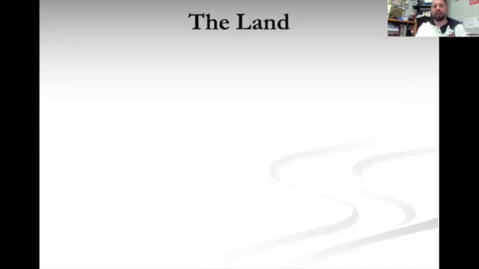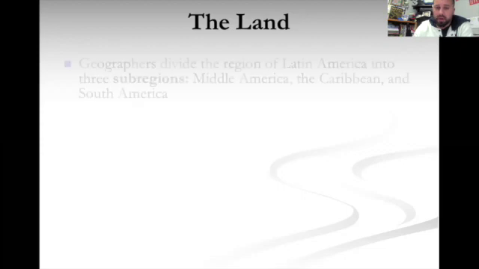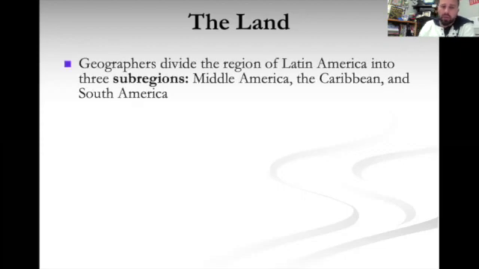So let's look at the land, the physical geography of Latin America. We're going to try to organize this into what we call sub-regions. We've talked about regions; you guys live in a sub-region, the Midwest of North America in the Western Hemisphere. Well, here we're going to have Middle America, the Caribbean, and South America. We're going to break it down to make it easier to study as we learn about Latin America.